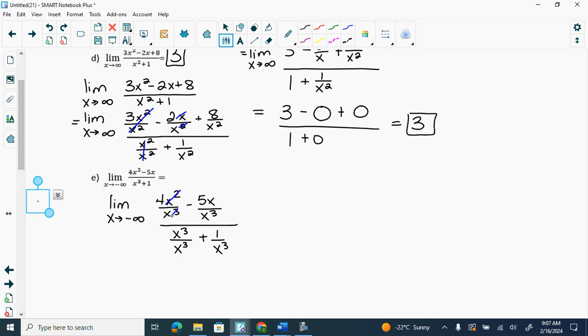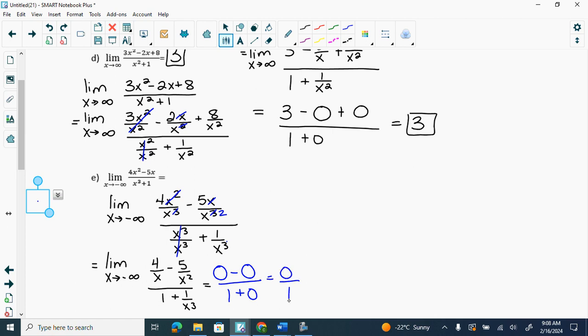This cancels off one of those. These are gone. And this stays. So we get the limit as x approaches negative infinity of 4 over x minus 5 over x squared all over 1 plus 1 over x cubed. And we know if we approach anything from negative infinity of x over x squared or x cubed, we're going to get 0 minus 0 over 1 plus 0, which results in 0 over 1.